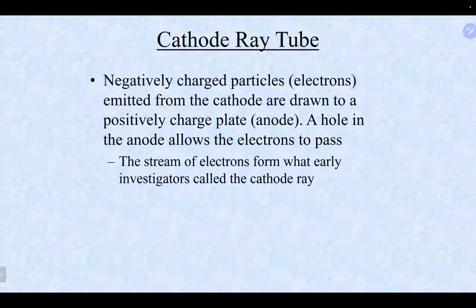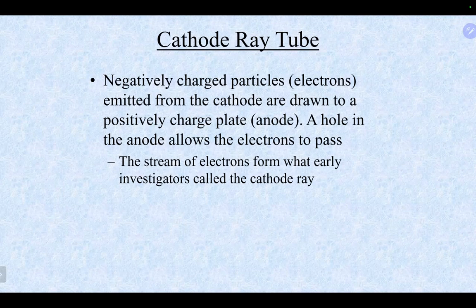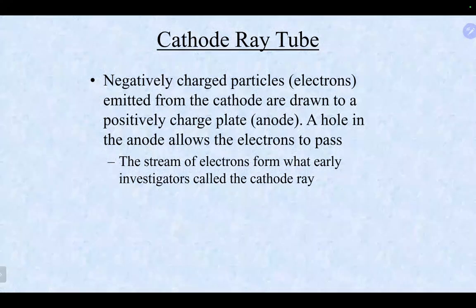So what happens in a cathode ray tube is we have these negatively charged particles like electrons emitted from the cathode and drawn to the anode plate, which is the negatively charged plate. I'm sorry, the positively charged plate. A hole in the anode allows electrons to pass through. This stream of electrons is what they called a cathode ray early on.